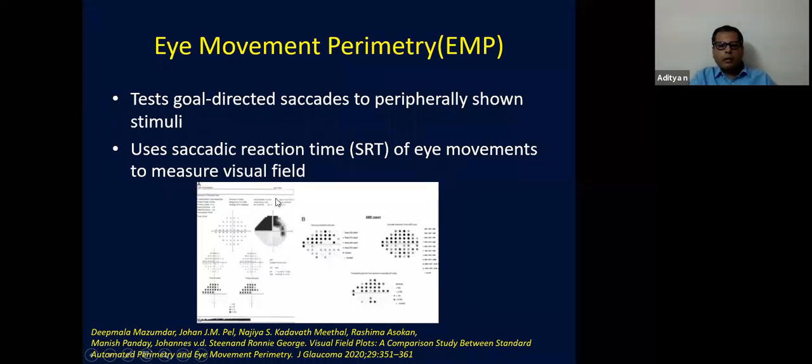This is the standard white on white perimetry of the patient, and this is the eye movement perimetry results. This is something very interesting, and in future it may give us a lot of help to the patients, because as we see, many patients do not want to really do a perimetry because they find it very difficult to do. So this is under development.